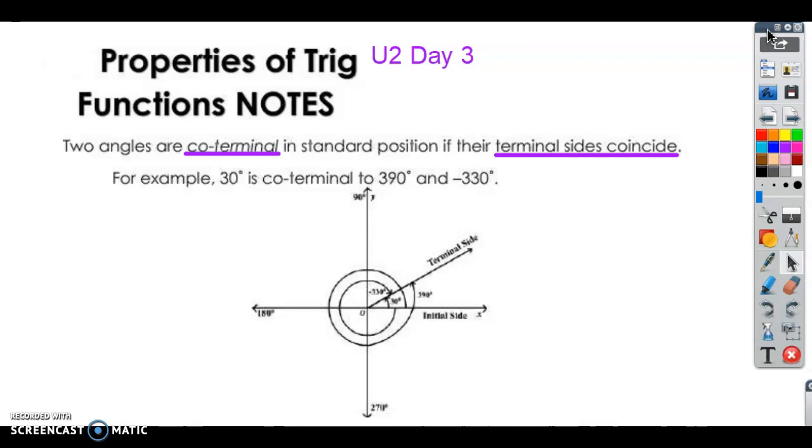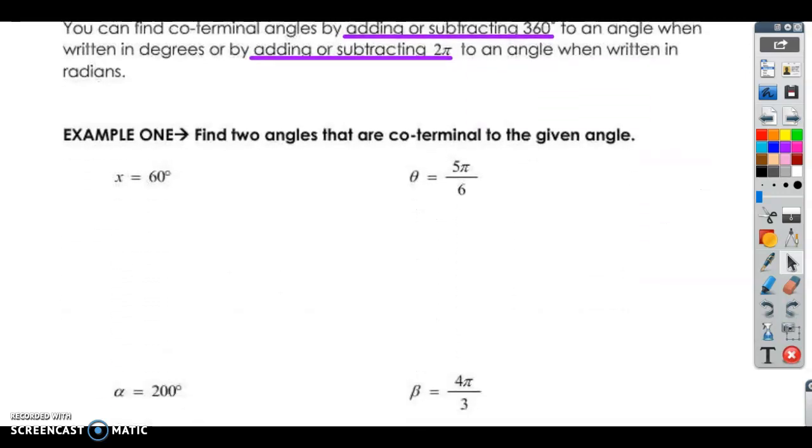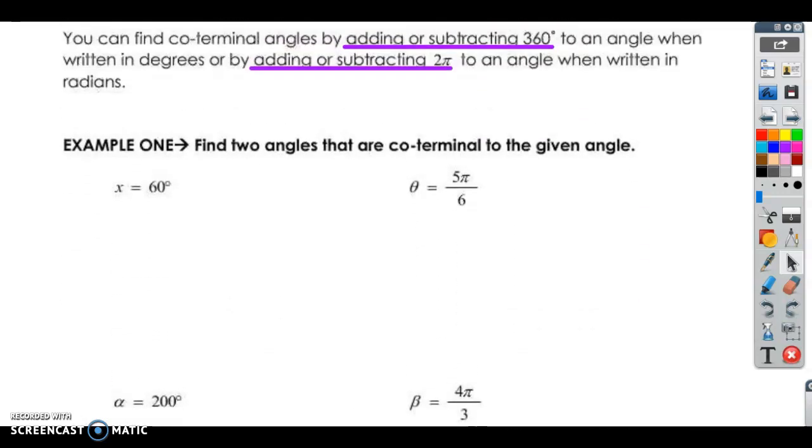Coterminal angles are angles where you can keep adding 360 and adding another 360. So if you have 30 degrees and you add 360 to it, that's a coterminal angle. Add another 360, that's a coterminal angle with 30 degrees. So their terminal sides coincide. So you can find coterminal angles by adding or subtracting 360 degrees if you're working with degrees, or if you're working with radians, you would add or subtract 2 pi. So we are going to practice the first two.